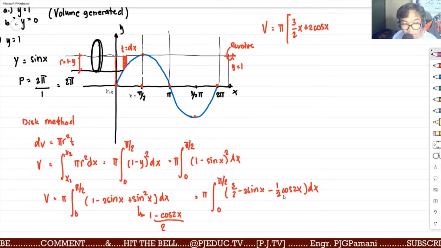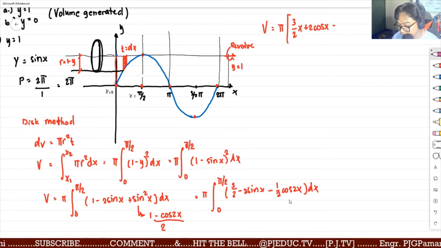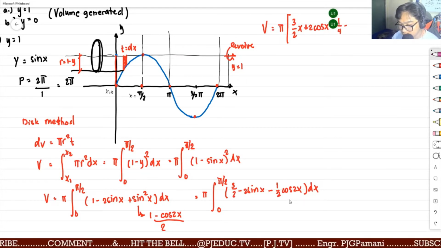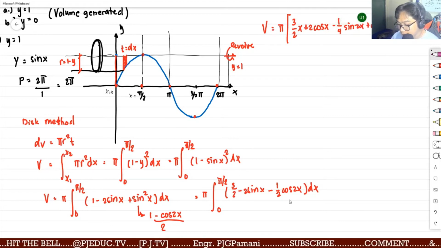Integral of cosine 2x. So mag-introduce tayo ng correcting factor na 1 half. 1 half times 1 half is 1/4. Then integral of cosine is positive sine. So 1/4 sine 2x plus c. Then apply your upper and lower limit.